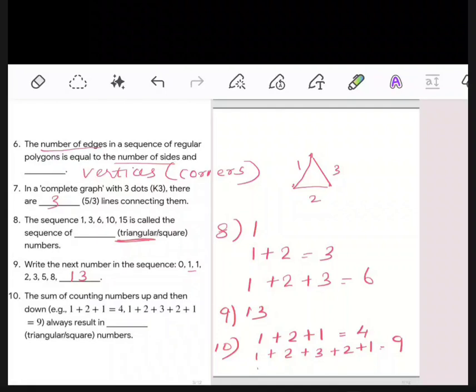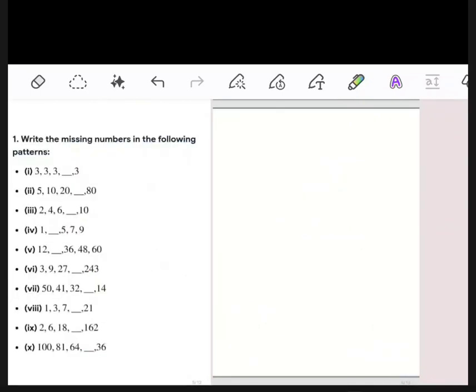So we can do one more step. One more: 1 plus 2 plus 3, so up 4, plus next down 3 plus 2 plus 1, that is equal to 16. So 16. All these are sets of square numbers. So the sum of counting numbers up then down, we get square patterns of numbers, not a triangular pattern, square patterns of numbers. So let's move to the next sets.